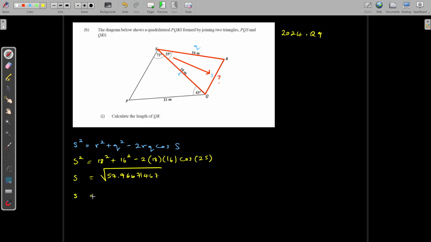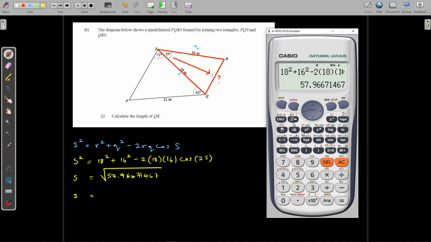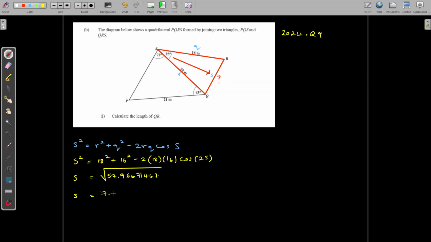When you take the square root, you get 7.6. Is that clear? Sir, would it be 7.61, because of three significant figures? Alright, you have a very valid point. So 7.61 meters would be your answer to this question.